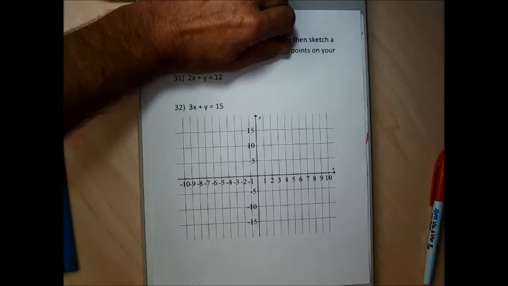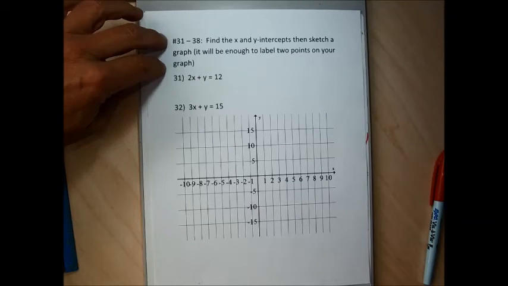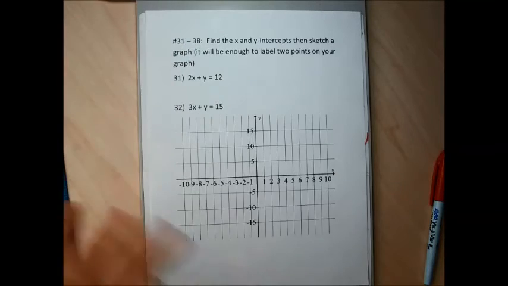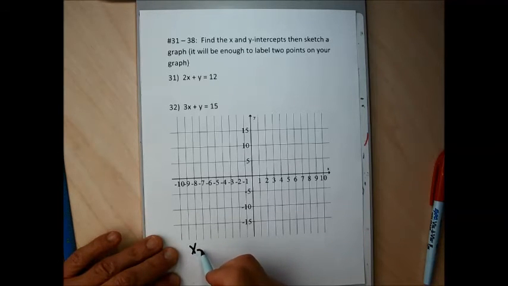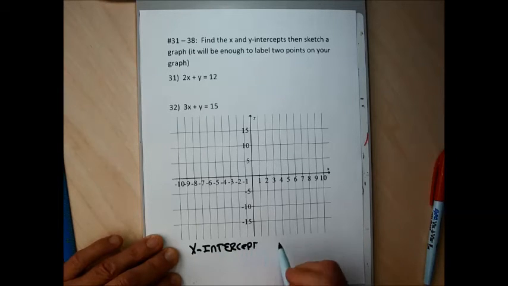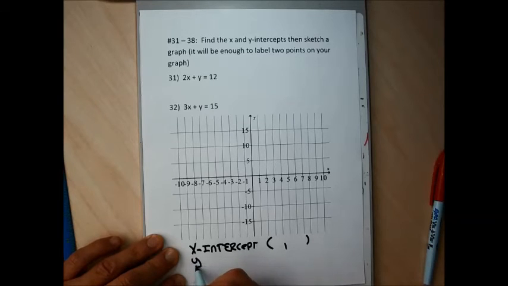So in the next group of problems, 31 through 38, if I look at the instruction, it says find the x and the y intercepts and then sketch a graph. And then it says it will be enough to label 2 points. In the last problems we were drawing 4 points just to get you used to using the slope to find points. In these problems, because I'm asked to do algebra to find the x and the y intercept, the x-intercept is a point on the graph. The y-intercept is a point on the graph. The algebra that I'm asked to do for this problem is going to find 2 points on the graph.